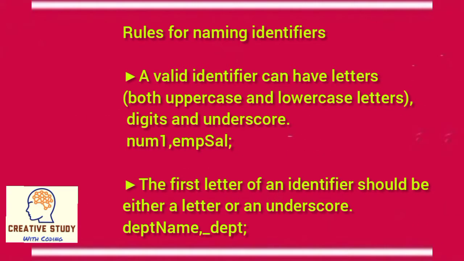There are some rules for naming identifiers. A valid identifier can have letters, digits and underscores, for example, num1, emp_salary. And the second rule is that the first letter of an identifier should be either a letter or an underscore.